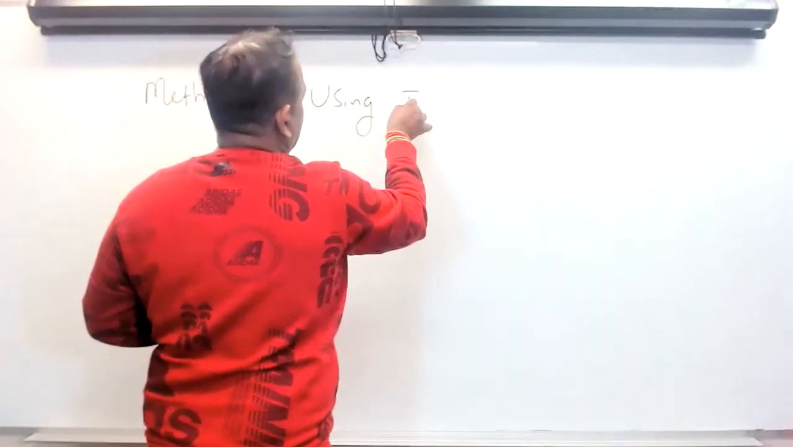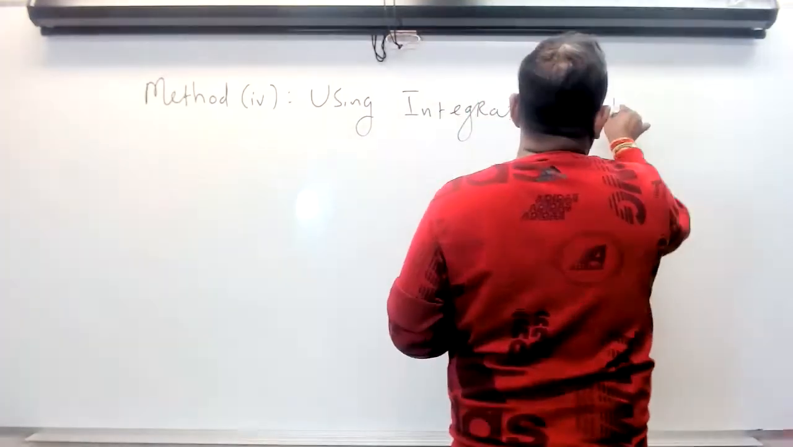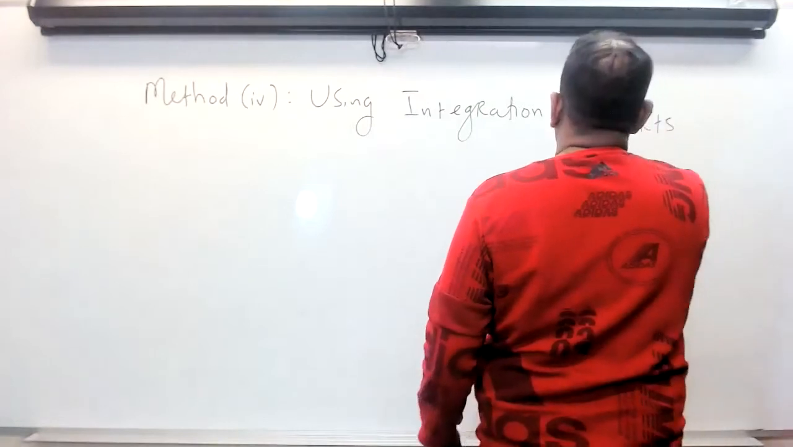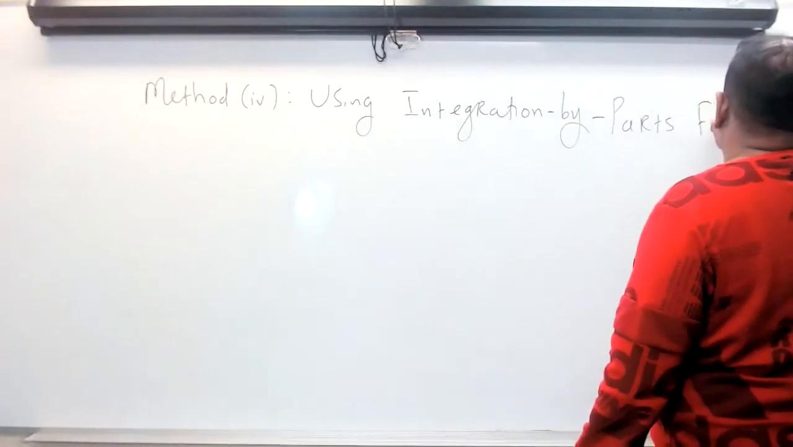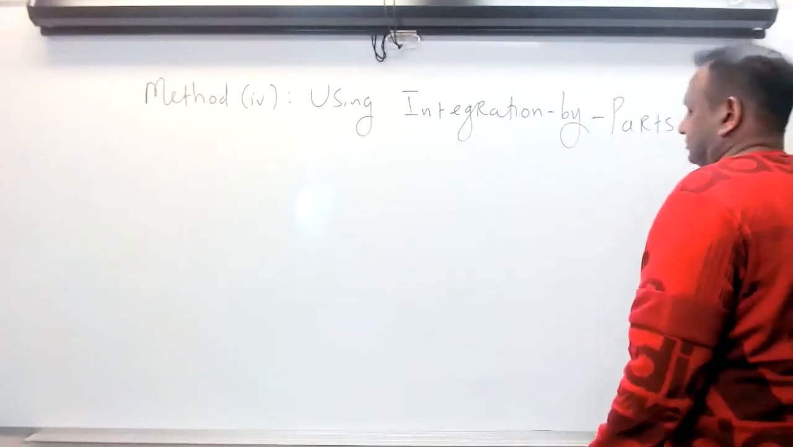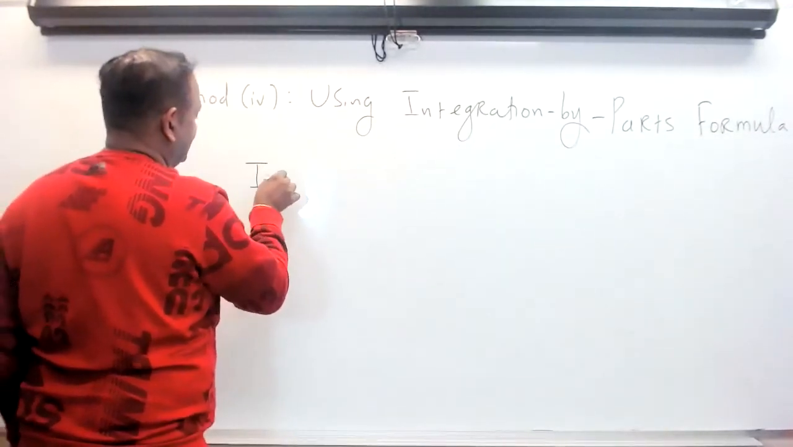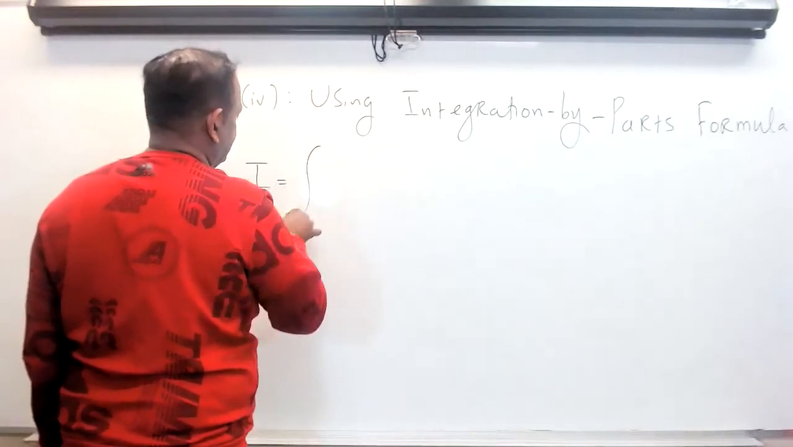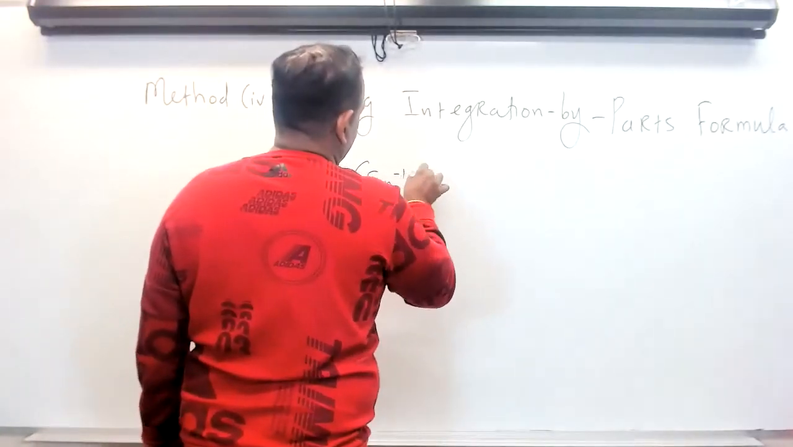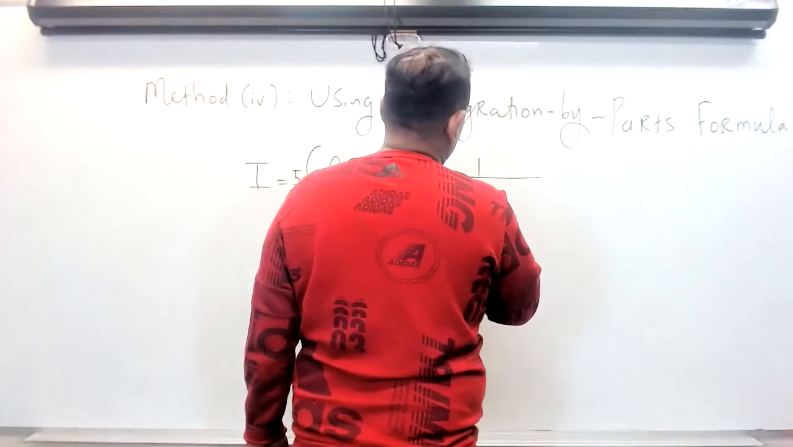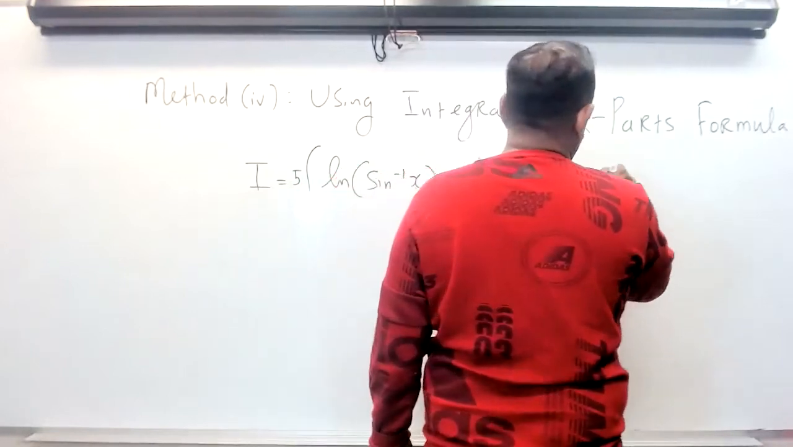Integration by parts, or integration by parts formula. But it says integration, this is my function, this is my I. 5, you can pull the 5 out, okay? ln sine inverse x times 1 over sine inverse x times the square root of 1 minus x squared dx.